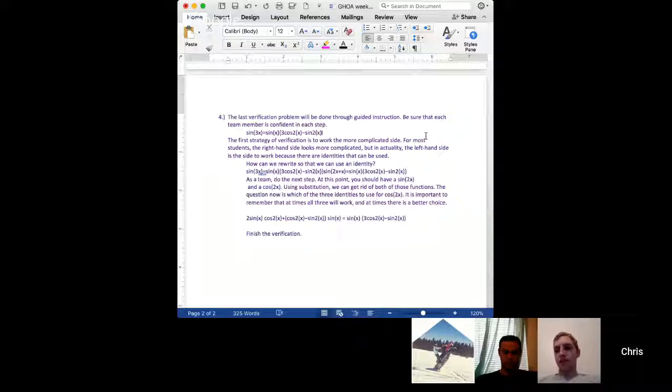Okay. The last verification problem will be done through guided instruction. Be sure that each team member is confident in each step. Sine of 3x equals sine x times 3 cosine squared x minus sine squared x. I bet you those are squared. But let me just check to make sure. Yeah, they are. I thought so.